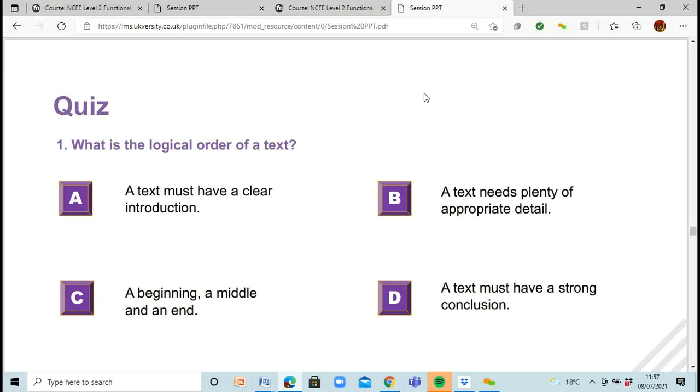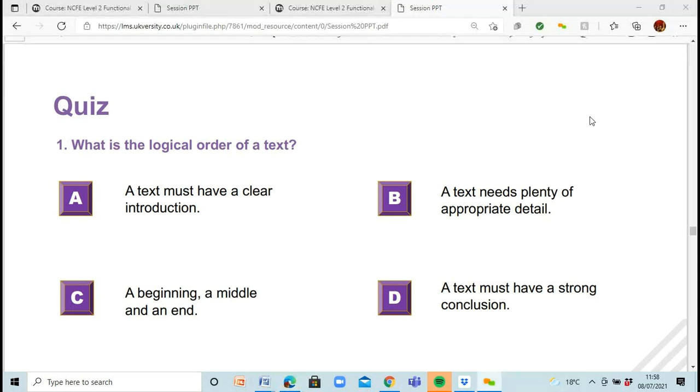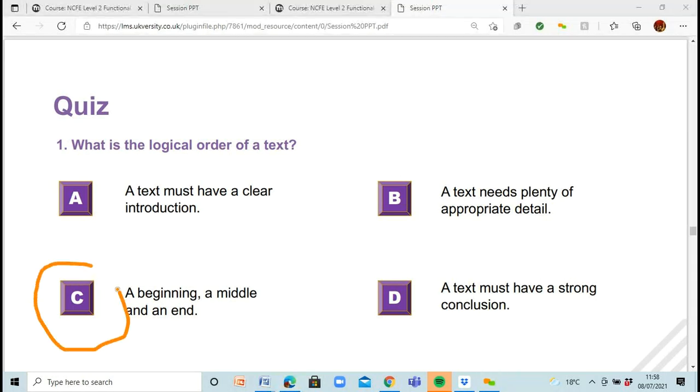So as we're finishing off now, I'm just going to go through these and I'll actually give you the answers, so when you listen to the recording later, it'll be a little bit easier for you. What is the logical order of a text? Is it A, a text must have a clear introduction, B, a text needs plenty of appropriate detail, C, a beginning, a middle, and an end, or D, a text must have a strong conclusion? It is, in fact, C.